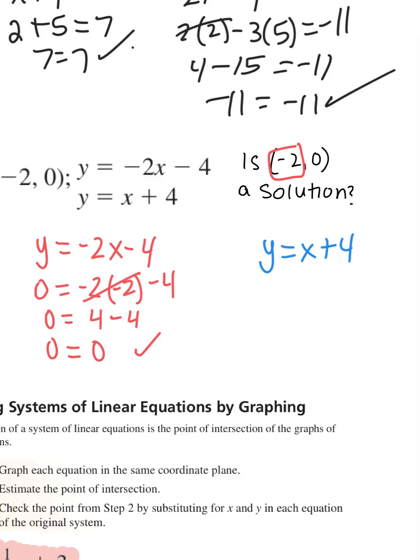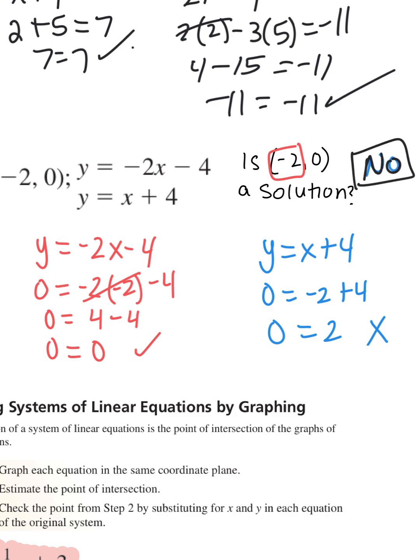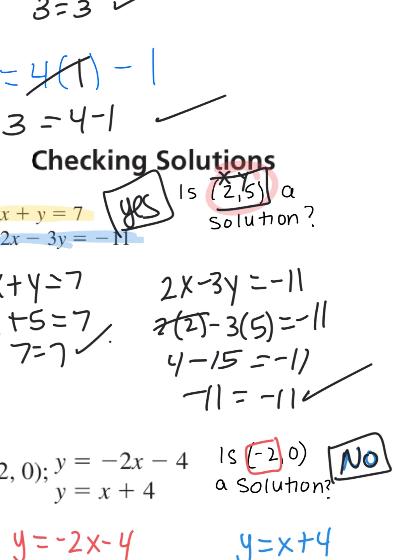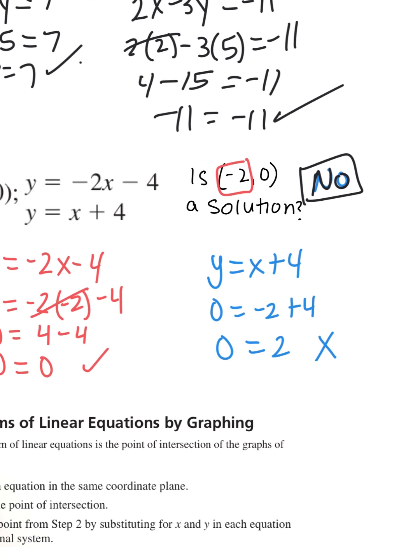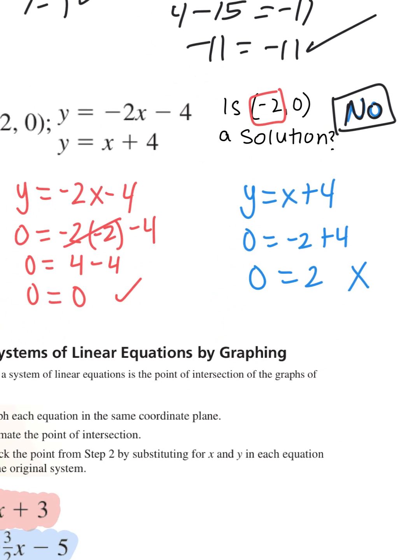Let's do the next one. Y, which is 0, equals x, which is negative 2, plus 4. Does negative 2 plus 4 equal 0? What does negative 2 plus 4 equal? 2. It does not work for that one. So is this a solution? No, negative 2 comma 0 is not a solution, meaning that's not the point where these two lines cross. So this one, 2 comma 5, was the point where these two lines cross. On this one, negative 2, 0 is not the point. Now, that ordered pair is on this line, but it is not on that line.